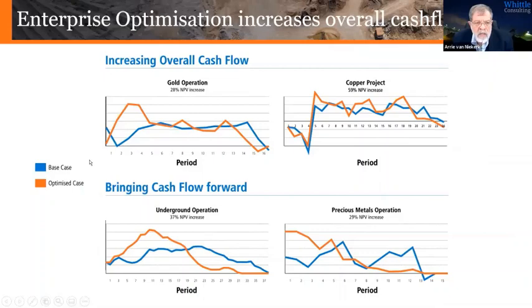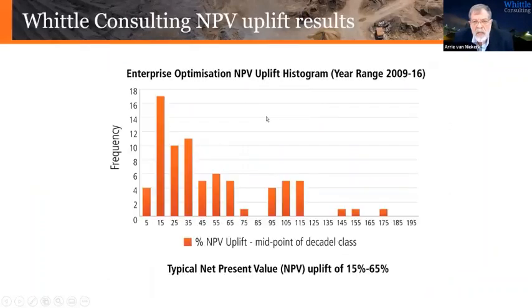The blue curve is the base case. And after the optimizer process is the orange curve. And you can see 37% increase in net present value by bringing cash flow forward. 29% increase in NPV, 59%, 29%. This is very powerful stuff. And this correlates to what I showed you right in the beginning. And these are the kind of enterprise improvement results that they found.